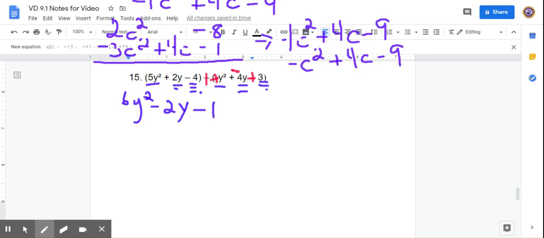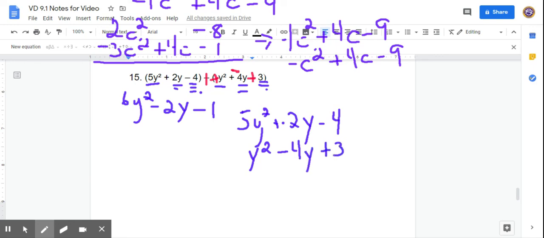Yes, we can. You can have 5y squared plus 2y minus 4, and underneath y squared minus 4y and plus 3. That's a plus, not a minus. So now you have 5 plus 1, 6y squared. You have 2 and negative 4. That's a negative 2y. And negative 4 plus 3 is negative 1. Okay, and that's it.